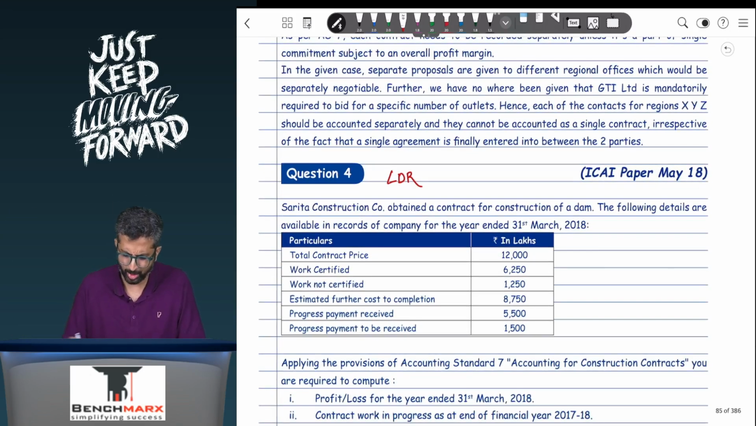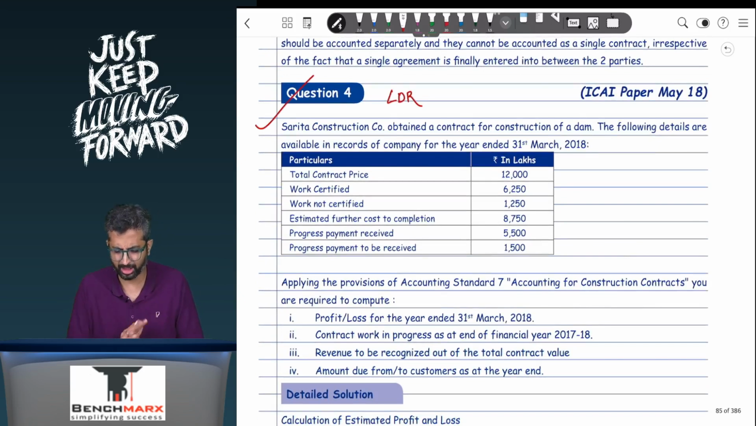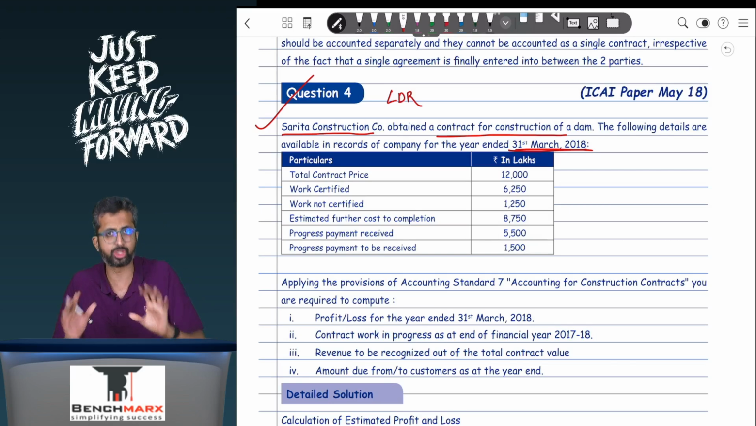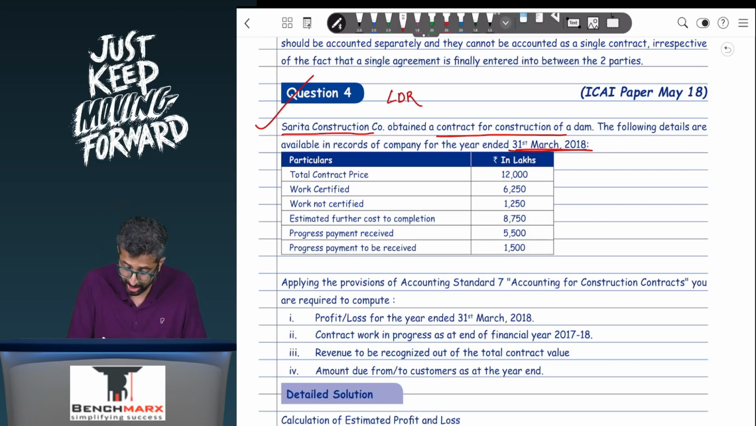Okay, then you have question number 4. This is on a very specific case which is pertaining. So let's review. Sarita Construction Company obtained, this is good for last day revision, a contract for construction of a dam. The following details are available from the records of the company for the year ended 31st March 2018. So the total contract price, work certified, that is work done for which a certificate is obtained, 6250, work not certified, work done for which no certificate is obtained.